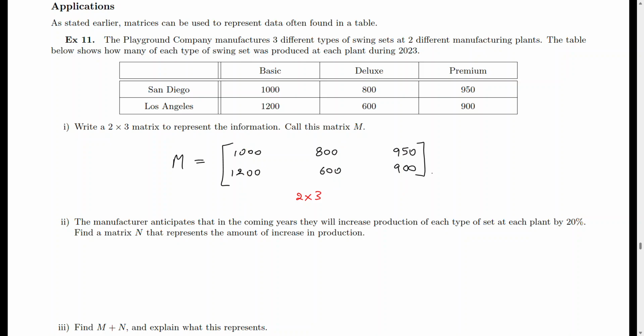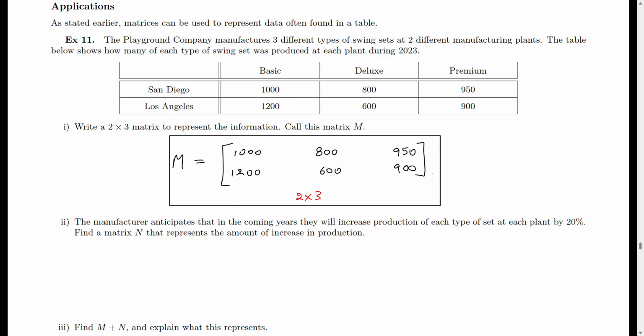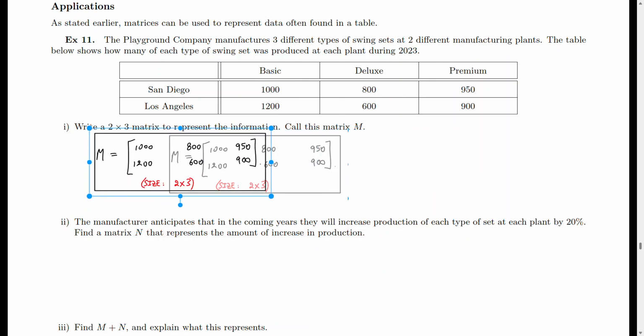Okay, so that is part 1. It's very straightforward. There's not much to do. Remember, the 2 by 3 is called the order or the size or the dimension of the matrix. You might hear any of those words depending on your instructor or what class you're taking or what your instructor prefers to use for that particular course. So that's the matrix M.